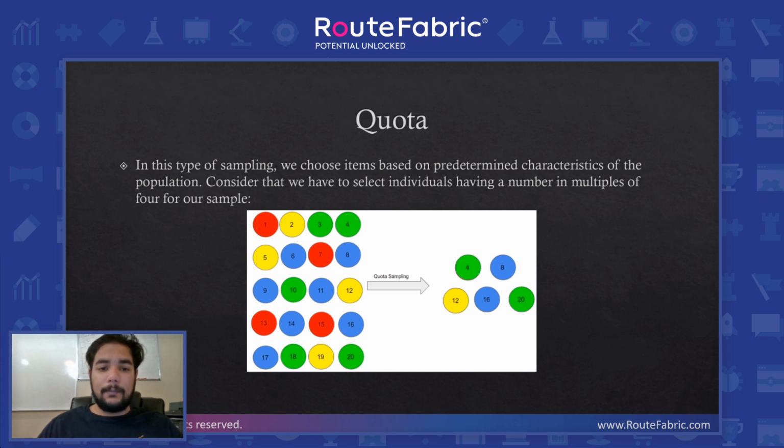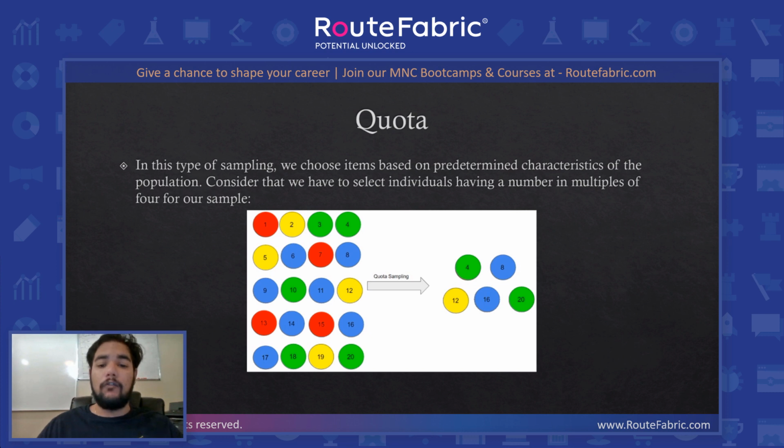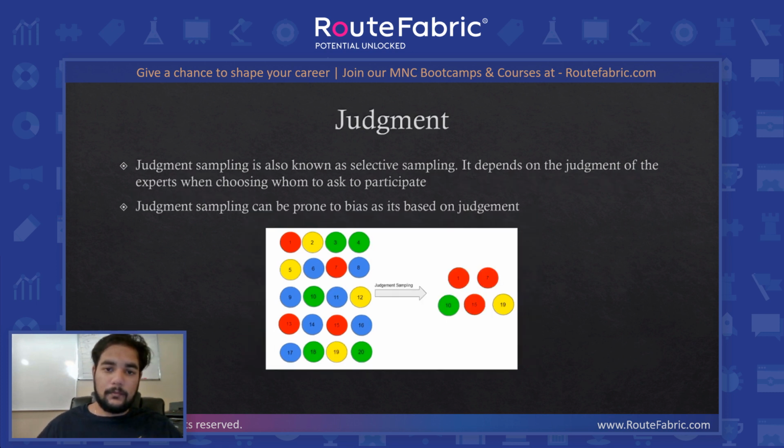Next up, in non-probability sampling, we have quota sampling. In this type of sampling, we choose items based on the predetermined characteristics of the population. Consider that we have to select individuals having similar characteristics. In the example below, we selected all the events which are multiples of 4. We have 4, 8, 12, 16, and 20. Quota sampling is also prone to bias because it can overlook some of the data in the population.